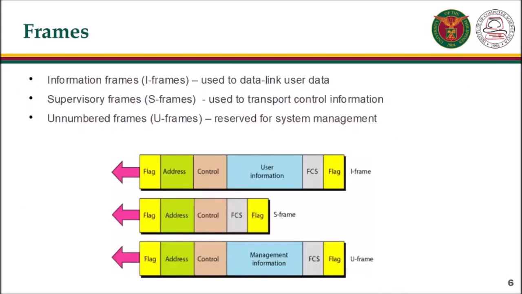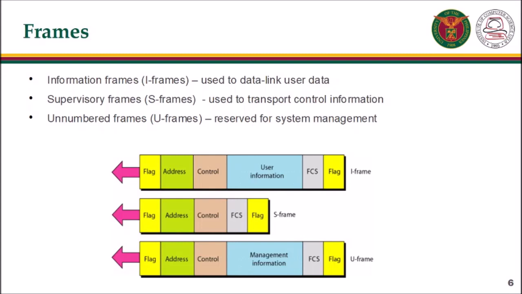To provide the flexibility necessary to support all the options possible in the modes and configurations, HDLC defines three types of frames: information frames or I-frames, supervisory frames or S-frames, and unnumbered frames or U-frames. Each type of frame serves as an envelope for the transmission of a different type of message. I-frames are used to transport user data and control information relating to user data. S-frames are used only to transfer control information. U-frames are reserved for system management. Information carried by U-frames is intended for managing the link itself.